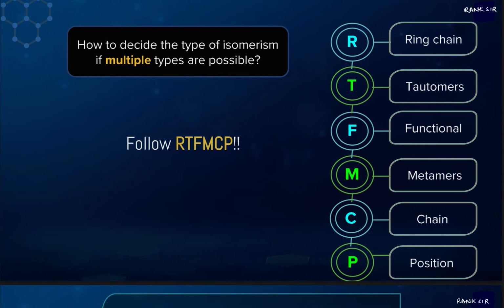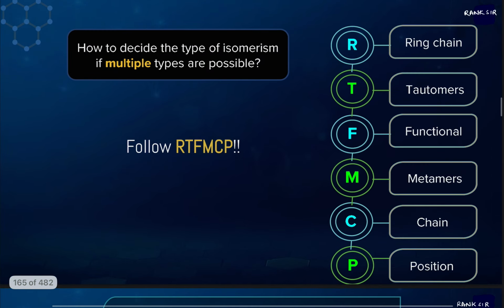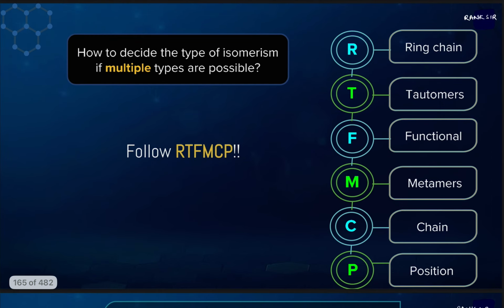Now overall, all the structural isomers are completed. What have we completed? Chain isomer, positional isomer, functional group isomer, metamers, ring-chain isomer, and tautomers. Among all, which one do we give first priority? Ring-chain isomer gets first priority, then tautomers, then functional group isomer, then metamers, then chain isomer, then positional isomer. Okay. So this is about what we discussed today: metamerism and tautomerism.